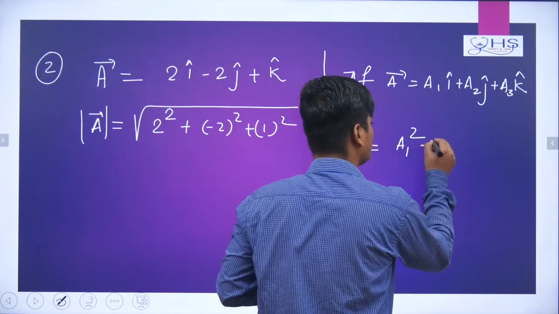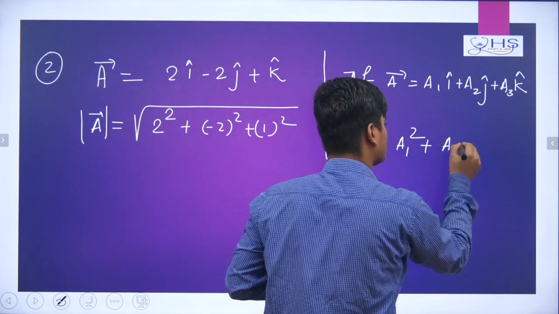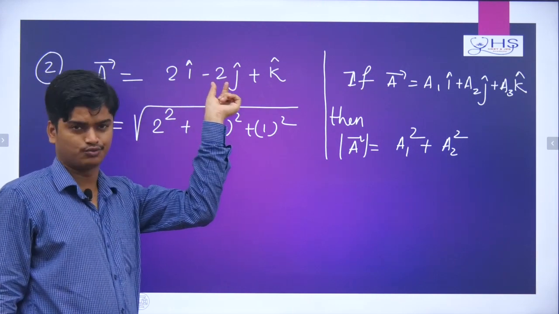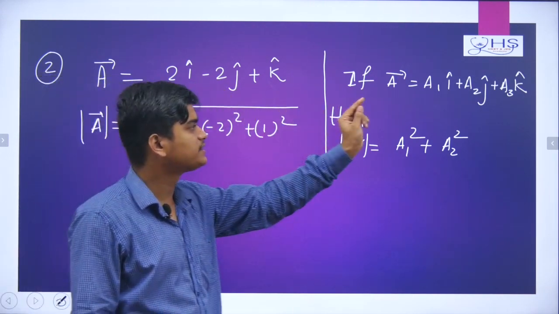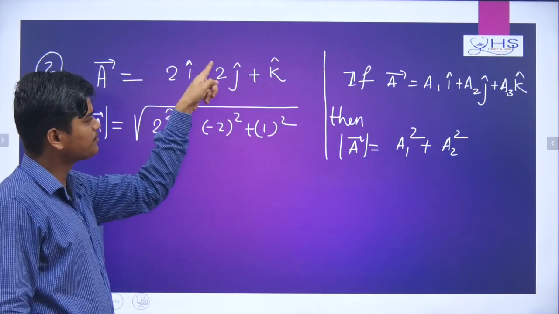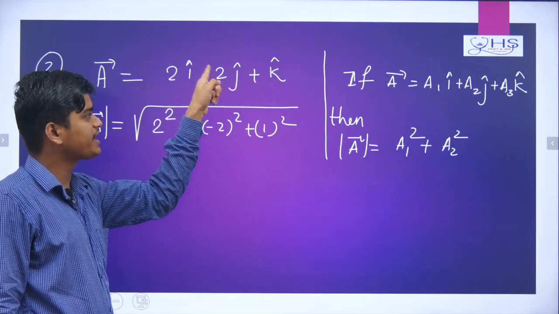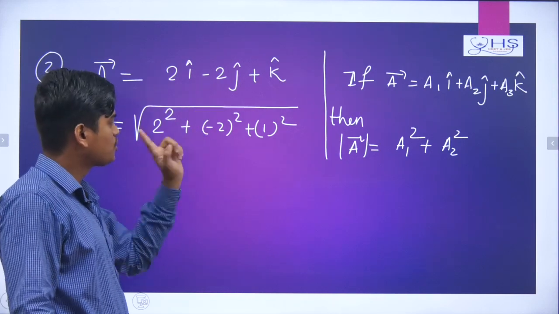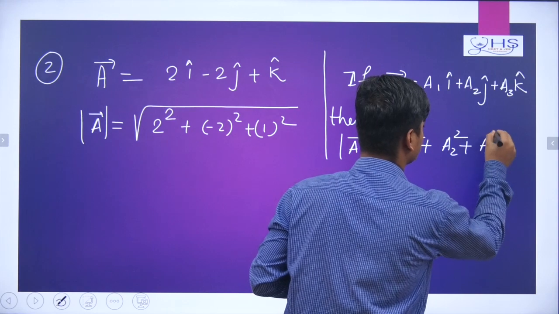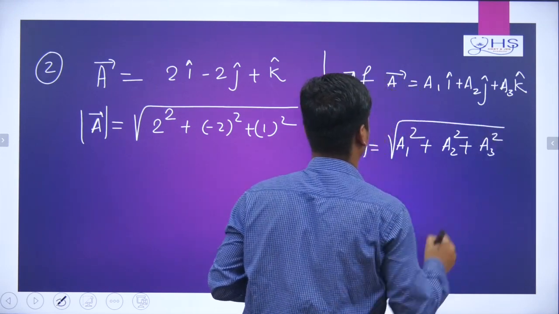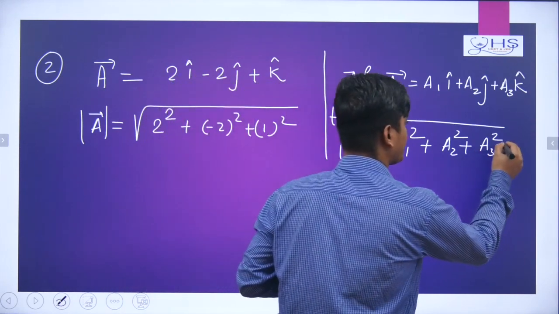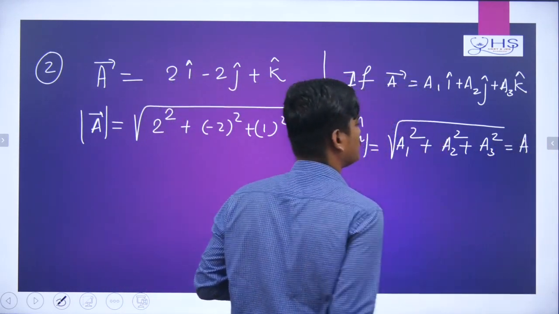Similarly, you take the j cap coefficient squared. The j cap coefficient is minus 2. Always remember, a vector we write with plus of some number, so here if I write plus of some number, that should be minus 2. So the j cap coefficient here is minus 2, so minus 2 square. Plus 1 square, that is a3 square, all under root. So this represents the magnitude of vector a, or you can write this as mod a.